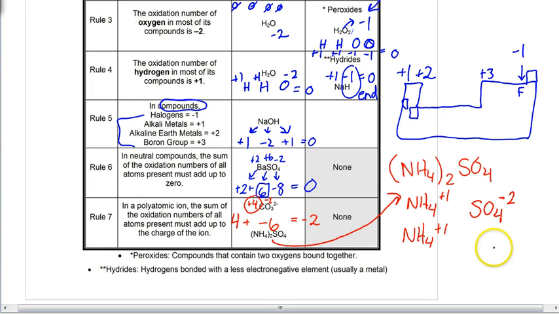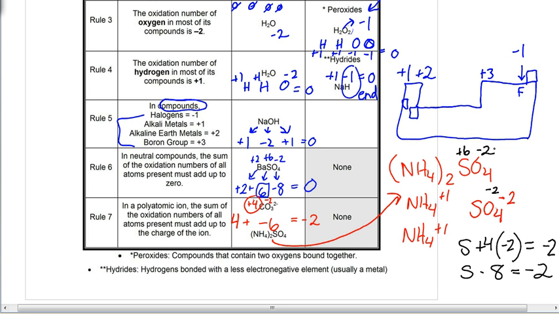So let's start with our sulfate. We know that each oxygen has an oxidation number of -2. So let's figure out what sulfur would be. 4 oxygens, each with -2. Sulfur plus that has to add up to -2. So sulfur minus 8 is -2. So sulfur would have to be +6. So oxygen is -2, sulfur is +6.